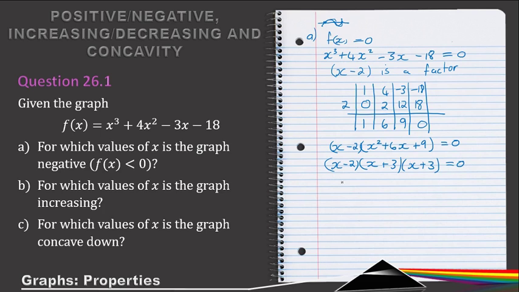So therefore we have that x is equal to 2, or x is equal to -3, or x is equal to -3. And this is one of those special cases again where we actually have two intercepts at the same point. And what does that mean? That means that we are going to have a turning point on the intercept.